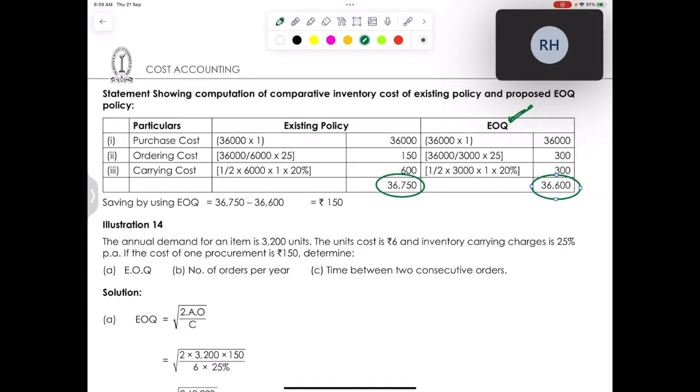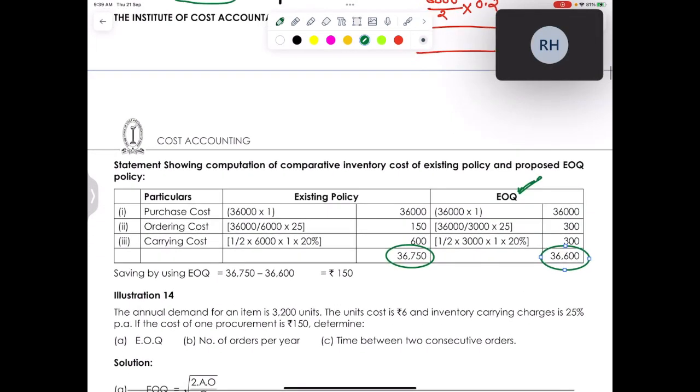Now, I request you to solve this particular question without looking at the solution given in the study material. I'm giving you 2 minutes of time. Question number 14. The annual demand is 3200 units. The purchase price is rupee 6 per unit. The inventory carrying charges, or the holding cost, is 25% of the purchase cost, and cost of one procurement. Procurement means ordering. Whenever we order, we have to spend rupee 150. So 150 is the ordering cost per order.